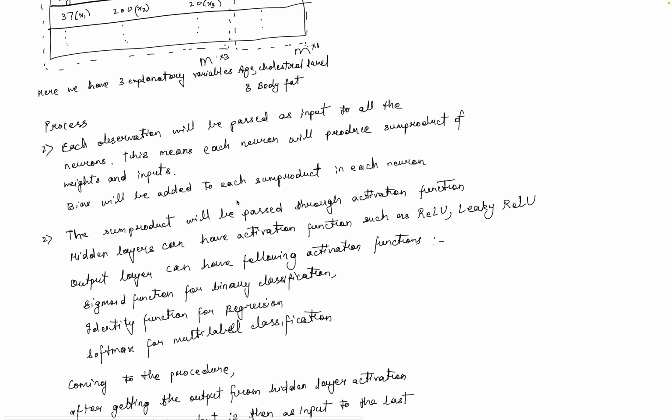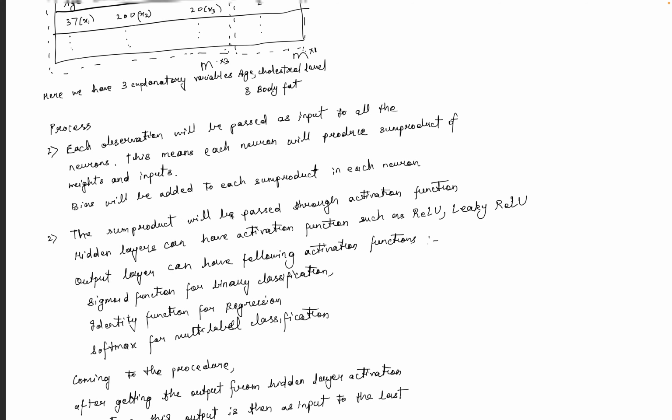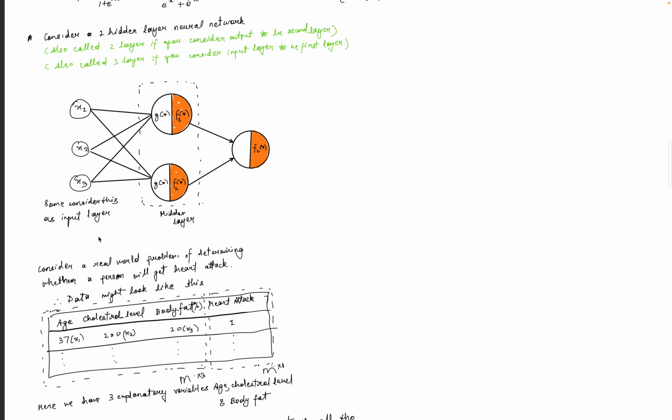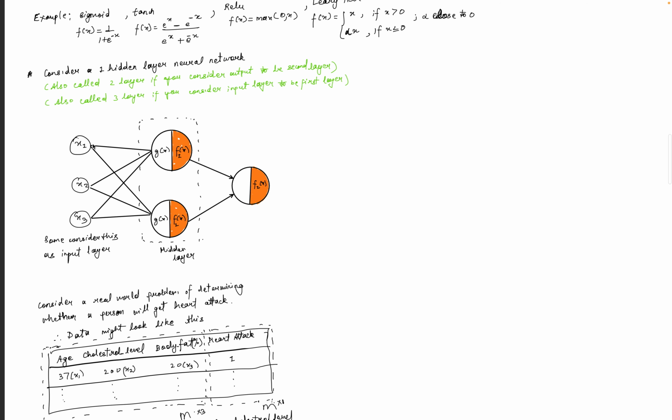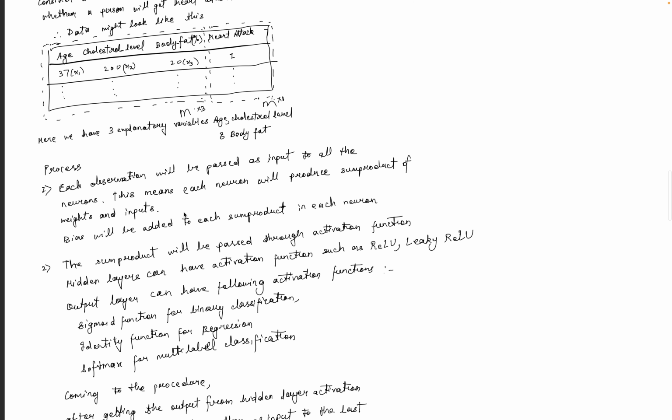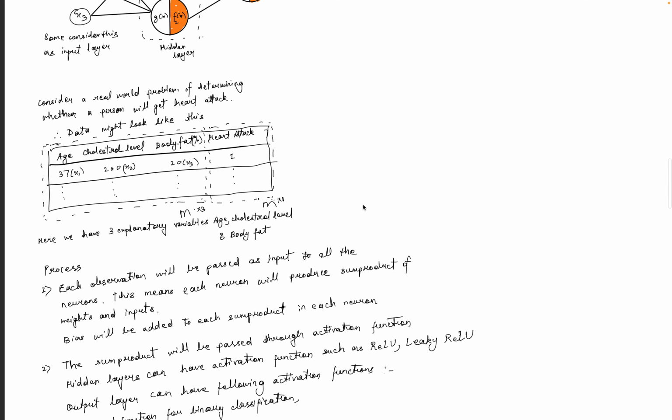Now let's study the process. Each observation will be passed as input to all the neurons. I just told you, this is one observation, and it will be passed as input to all the neurons collectively. This means each neuron will produce some product of weights and inputs, and a bias will be added to each sum product in each neuron.